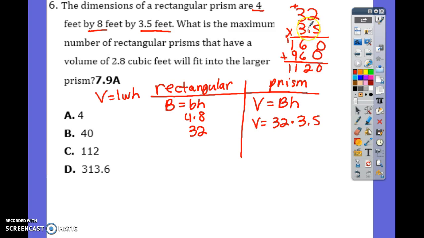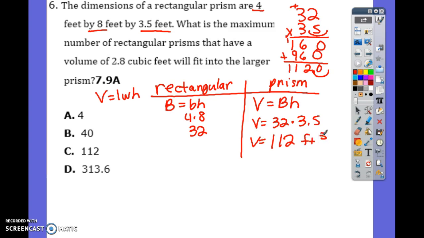And we need to go back and count our decimal places. We had to move the decimal to the right once, so we need to start at the right and move it to the left once. So we get 112 is going to be the volume of the rectangular prism. So that's going to be feet cubed.